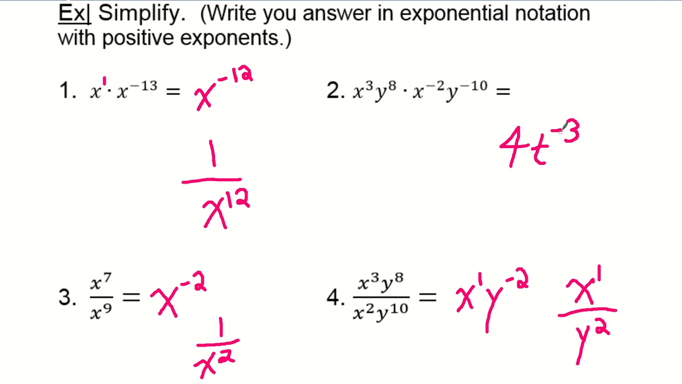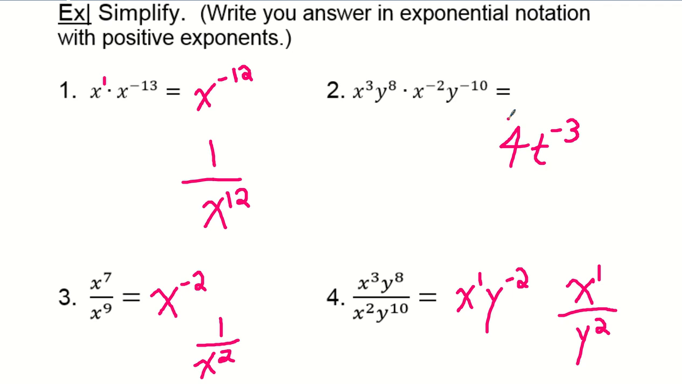But here's the biggest reason I'm showing you this, okay? What's being raised to this negative power? Is it the 4t, or is it just the t? Is the 4 also being raised to that negative 3 power? The answer is no. This 4 has a positive power of 1. The only thing being raised to that negative 3 power is the t.